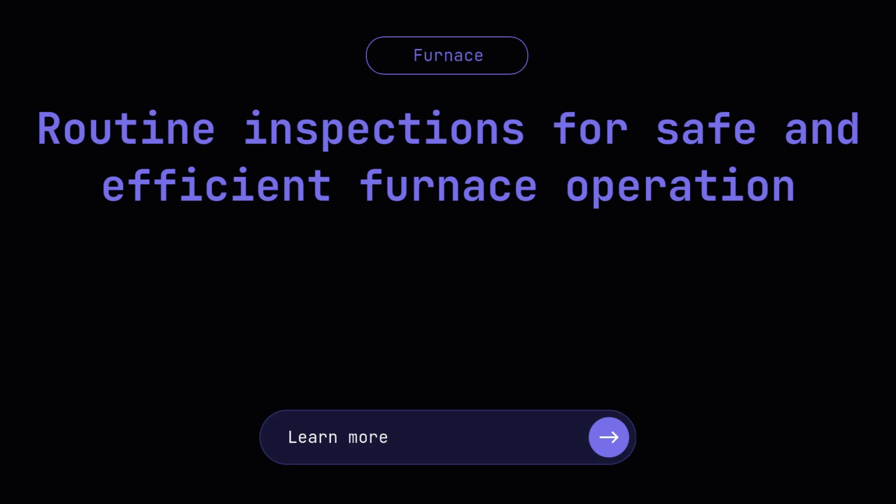Furnace maintenance involves routine inspections to ensure safe and efficient operation. Key components are checked, filters cleaned, and potential issues identified. eAuditor enhances this process with digital checklists and real-time tracking. Photo documentation and automated reporting make inspections accurate. Consistency is achieved through systematic digital tools.